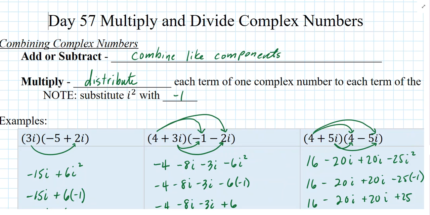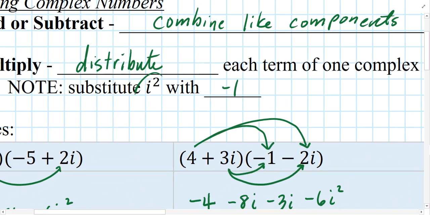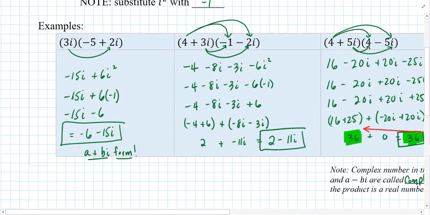Now, with adding and subtracting, we simply combine like terms or like components. And for multiplying, we distribute either one at a time or double distribute in a FOILing process if necessary. And the big takeaway here is that anytime that we encounter an i squared, we need to change or substitute that with -1. And so in the video, I walked you through a process of that several times.